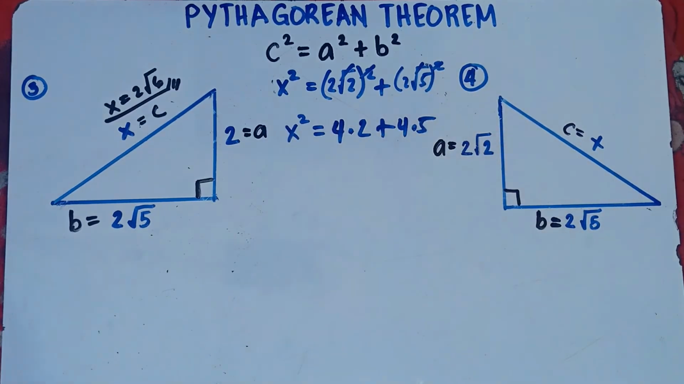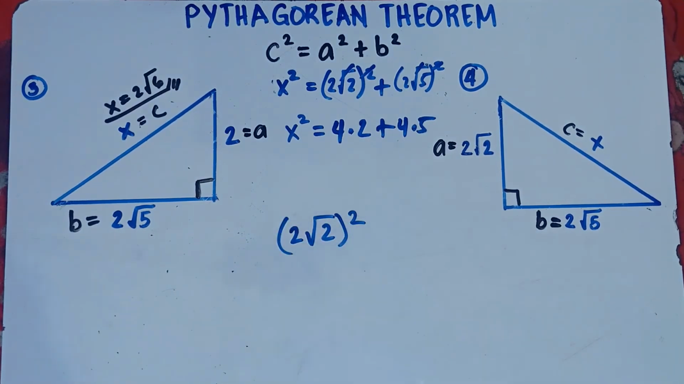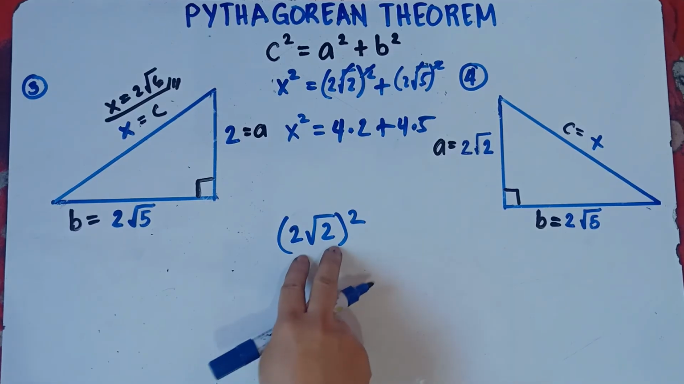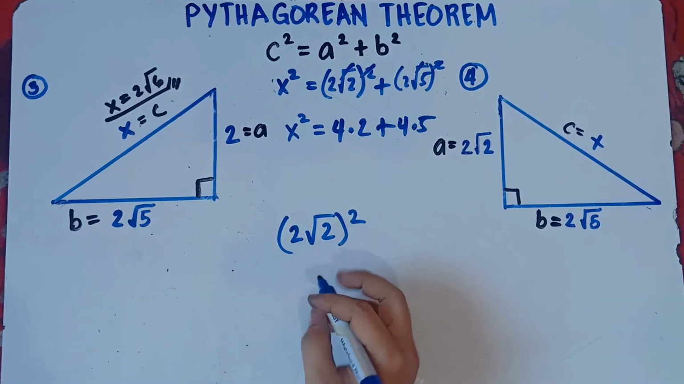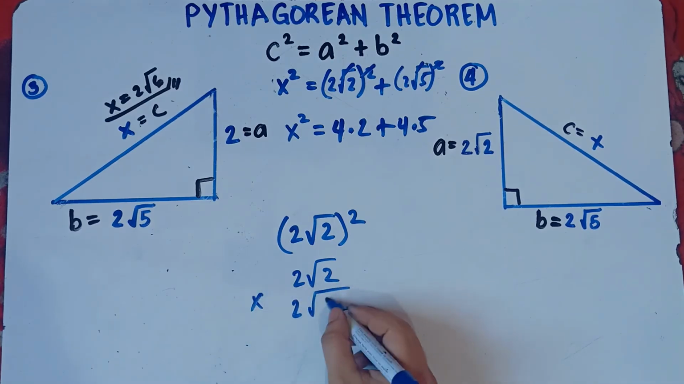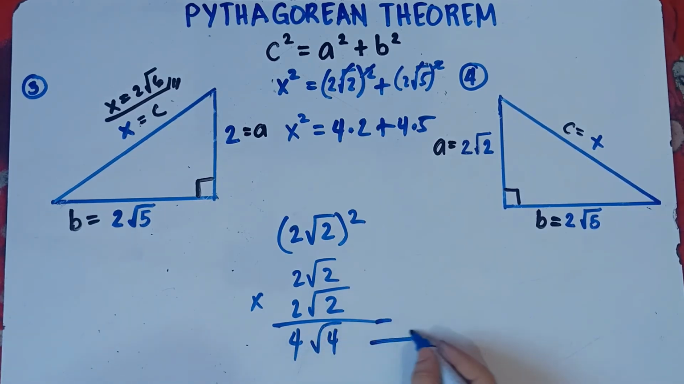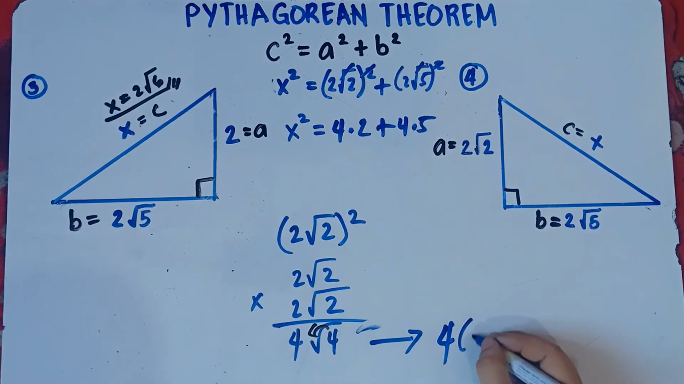So if you're confused with that one, let's do the long method. So 2 square root of 2 squared, it means you multiply this equation by itself twice. So this will be 2 square root of 2 times 2 square root of 2. So 2 times 2, that is 4, is square root of 2 times square root of 2, that would be square root of 4. So can we simplify? Yup. We can still simplify this one. So copy 4. The square root of 4, that is 2, you put it outside, you multiply it by 4. So this will be 4 times 2, this will be 8.